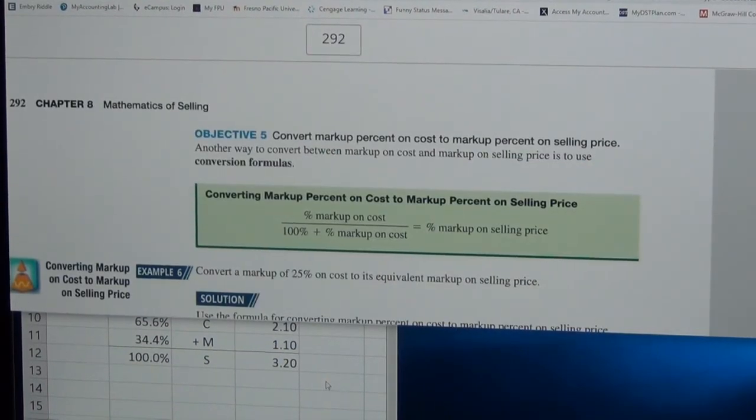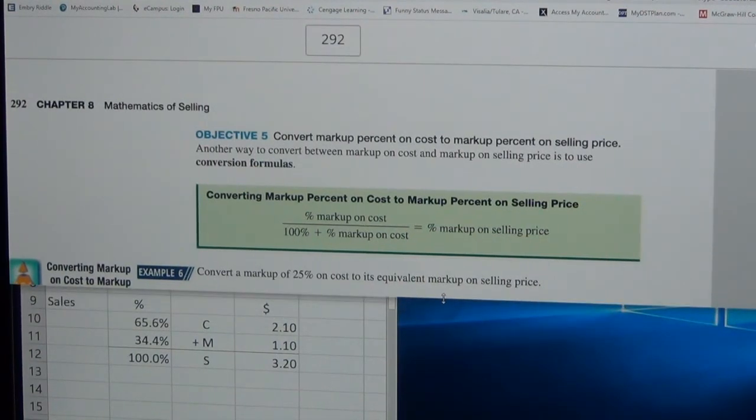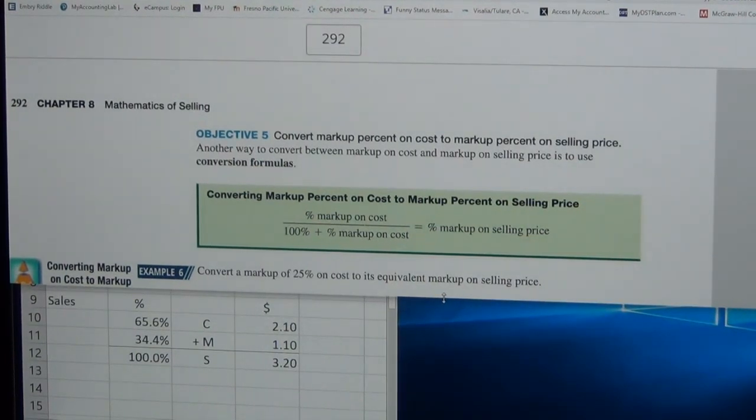Okay, so another formula we're going to be learning. This is how we convert between percent markup on cost to markup percent on selling price. Pretty easy formula. You don't have to worry about memorizing these. These are all lookup formulas as well while you're either completing a quiz or taking an exam or doing the homework. Just look it up in your textbooks.